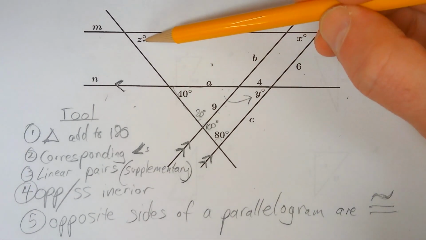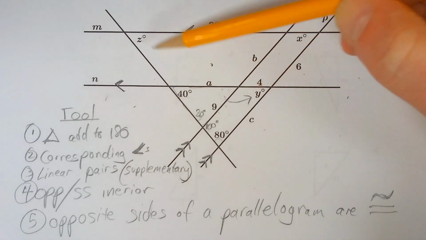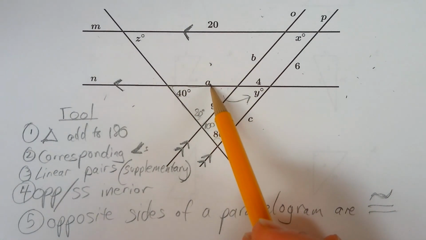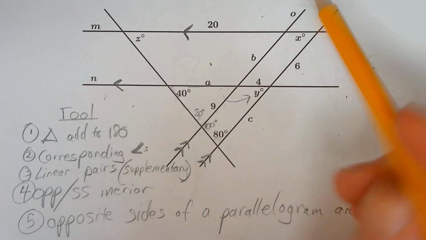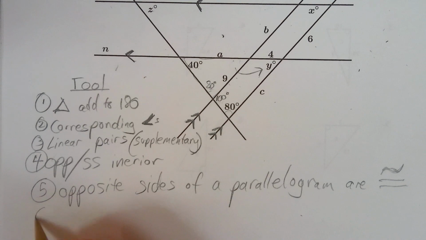How are you going to figure out what Z is? Well, you could know what Z is if you knew what this is. You could know what this is because it's vertical. Actually, come to think of it, Z is just corresponding to that, so easy. What about this one? Oh, okay. And, there's another tool.